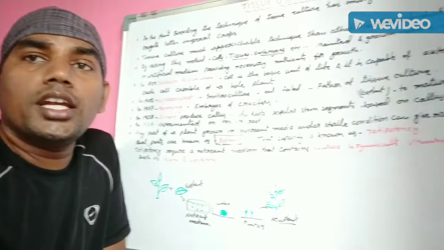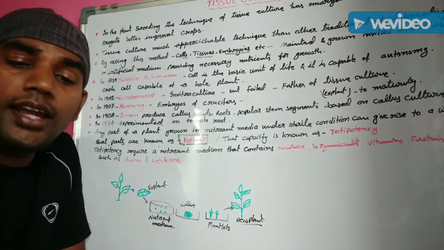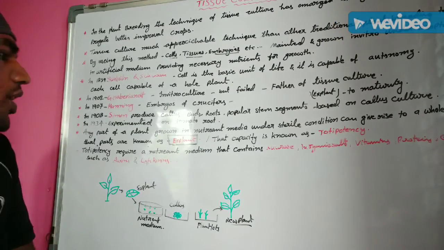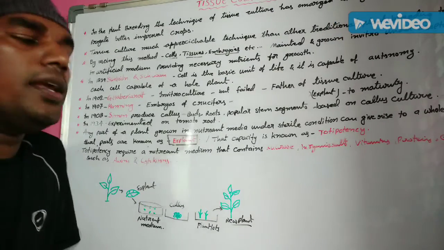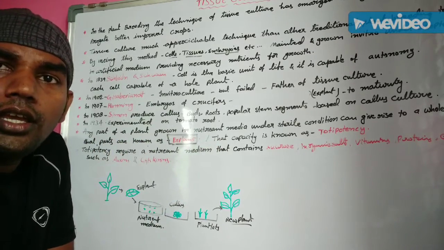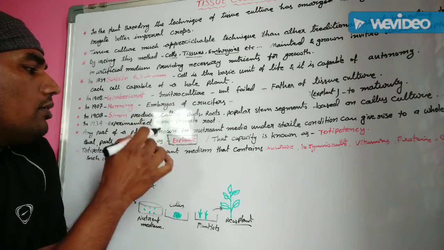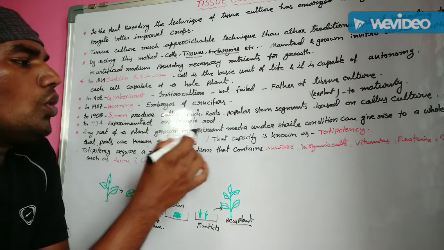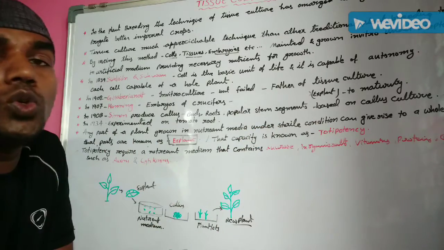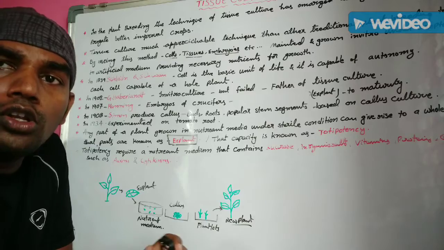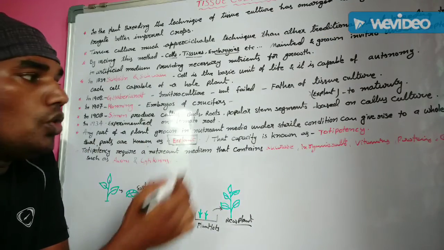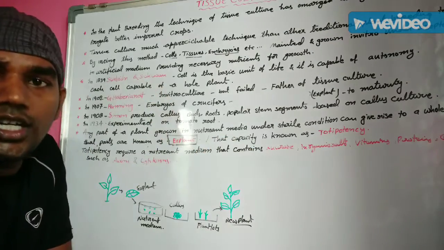Some important technical terms in the tissue culture are explant and totipotency. What is explant and what is totipotency? Basically, any part of the plant grown in a nutrient medium under sterilized condition gives rise to a new whole plant. A whole new plant is formed from any part of the plant growing in nutrient media under sterilized condition.